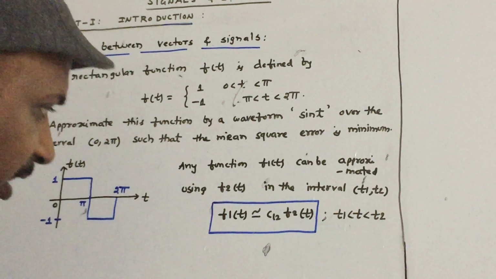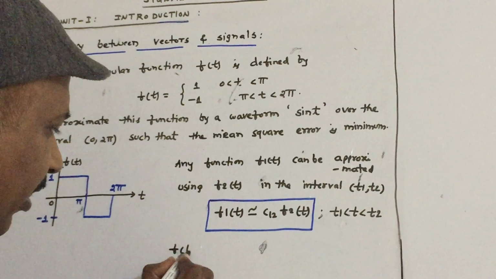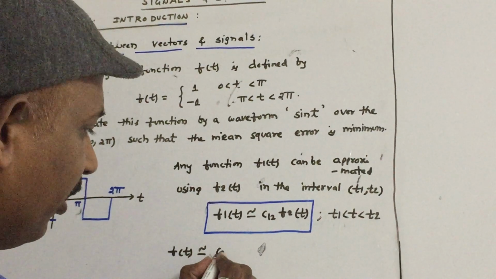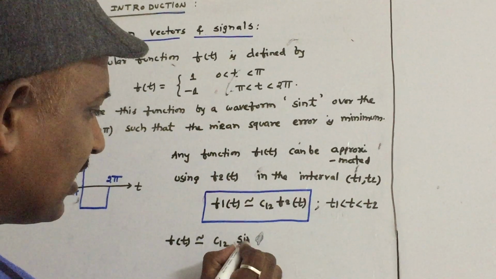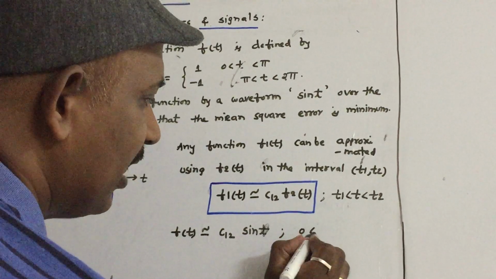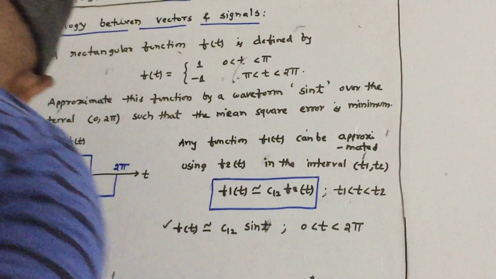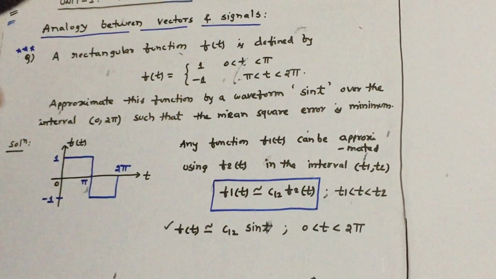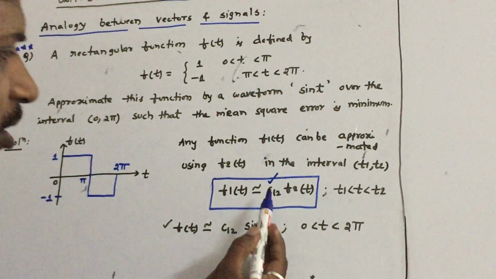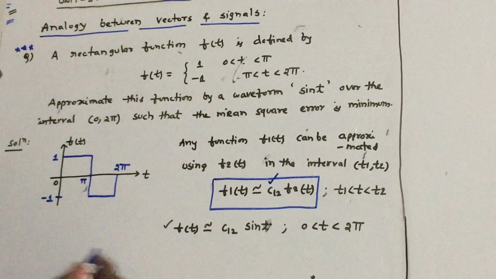Here f1 of t is given as f of t. So f of t is approximately equal to C12 into f2 of t, which is given as sin t. What is the interval given? 0 less than t less than 2 pi. We have already derived the formula for C12 in the previous class, the value of C12 at which the mean square error is minimum.